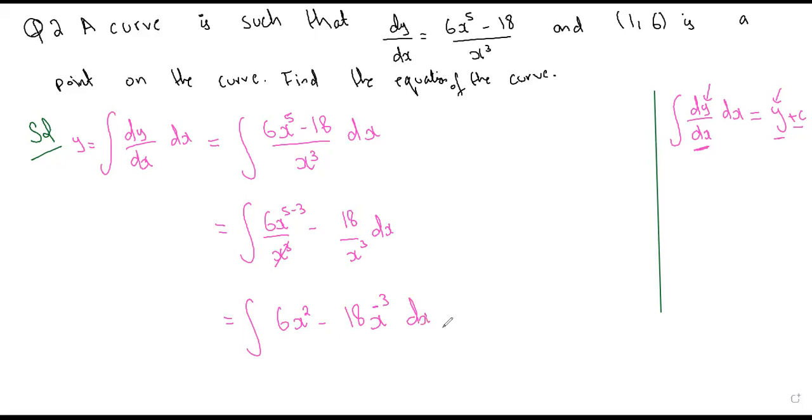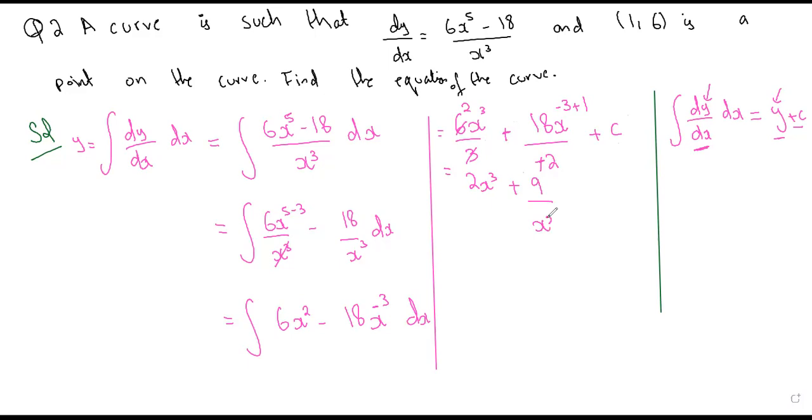Now I am in the position to integrate it easily. I have x to the power n. So this would become 6 x to the power 3 divided by 3 minus 18 x to the power minus 3 plus 1. The new power would be minus 2 plus c. Please focus. This is 2 and this is 2x cubed. Minus and minus would be cancelled. This would become plus 9 over x squared plus c.